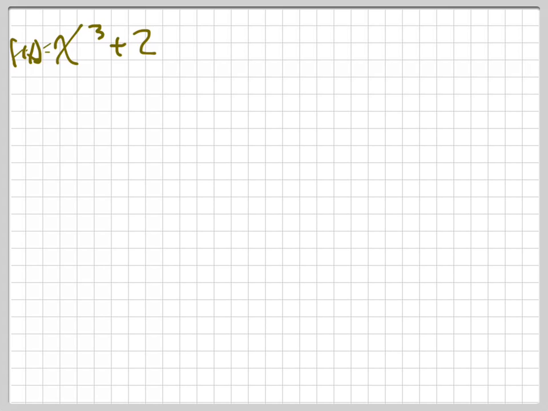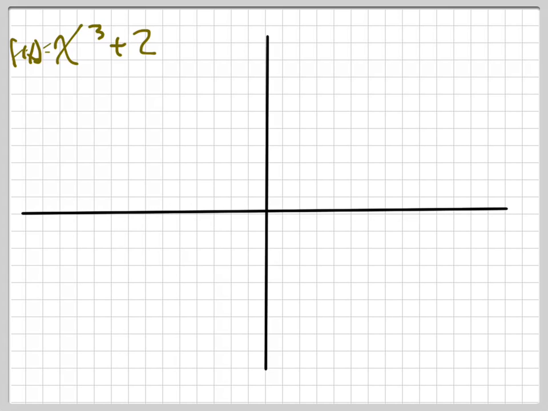Let's see. It's harder to see what that looks like when it flips over, and it's a little harder to find points, but I'll do this kind of quick for you. Basically, you're going to take this graph and move it up 2, and it's going to look like this, roughly.